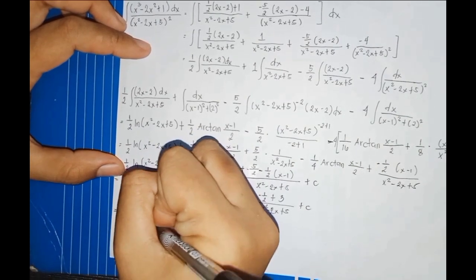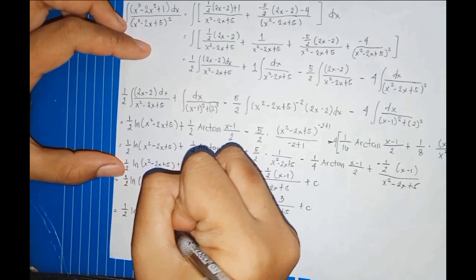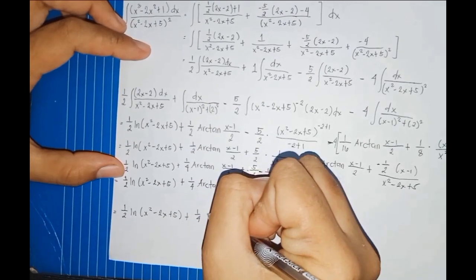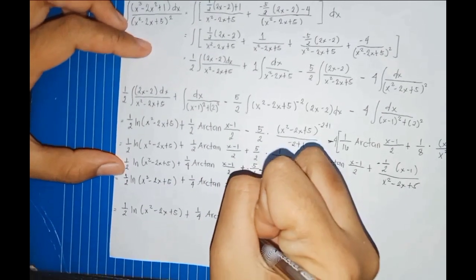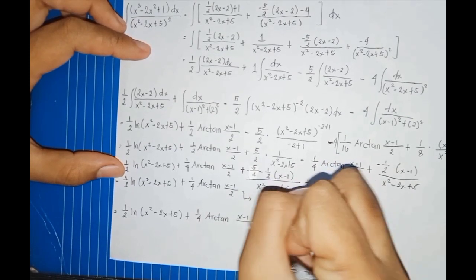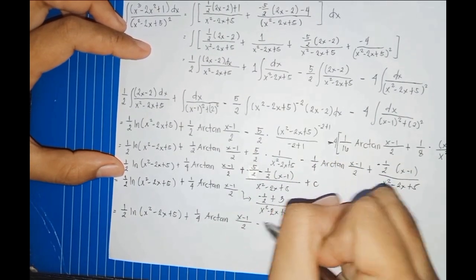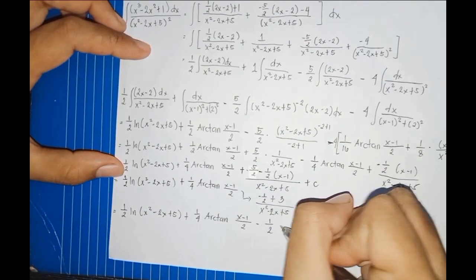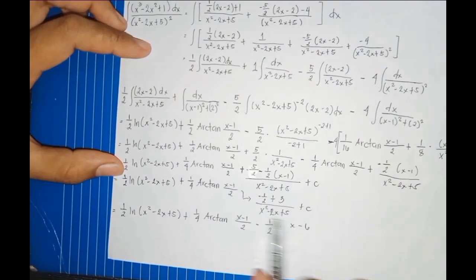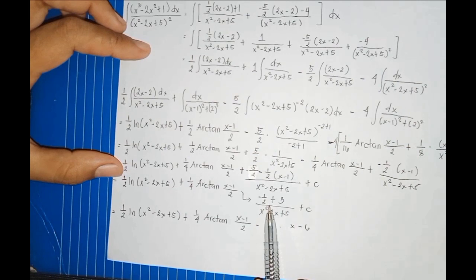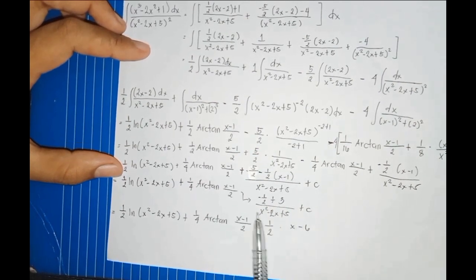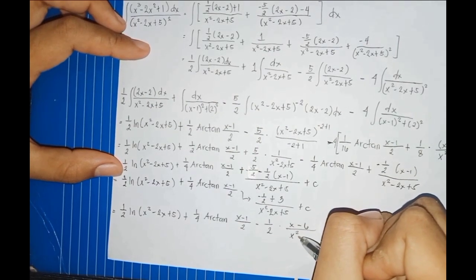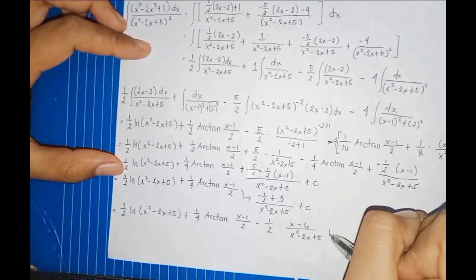So the next thing that will happen is 1/2 ln x squared minus 2x plus 5 plus 1/4 arctan x minus 1 over 2 minus 1/2. So we bring down the 1/2 times x minus 6, because we will multiply this one, so that's why it will become 6. So x squared minus 2x plus 5 plus c.